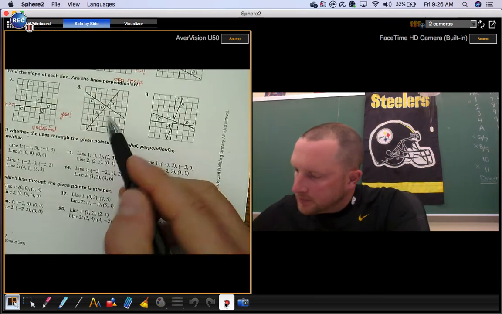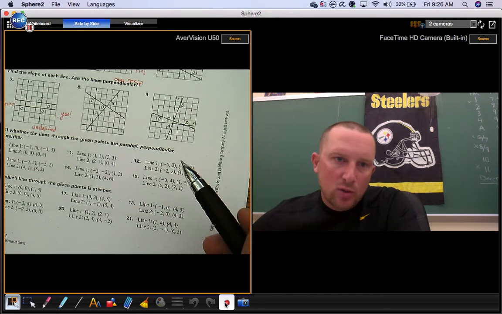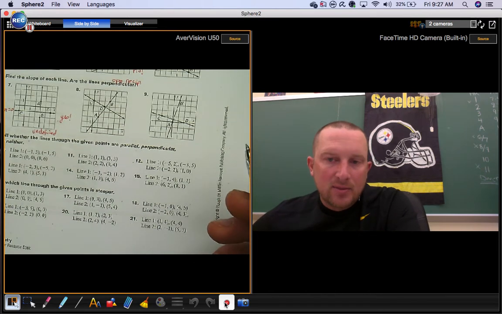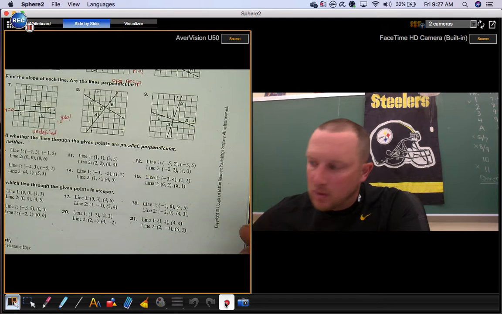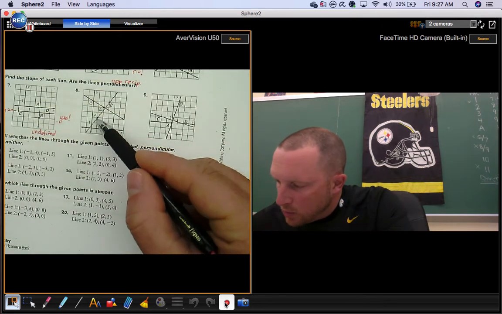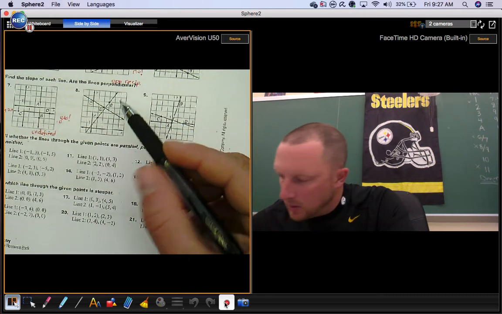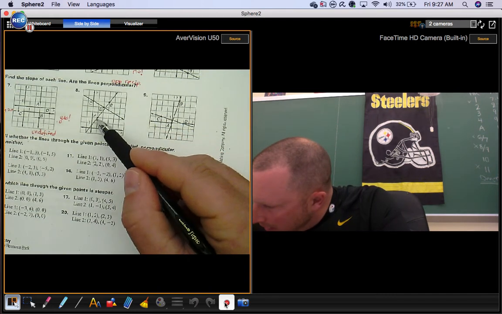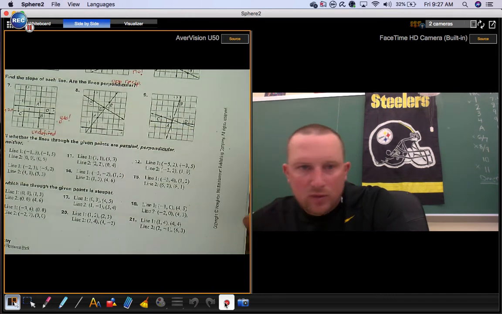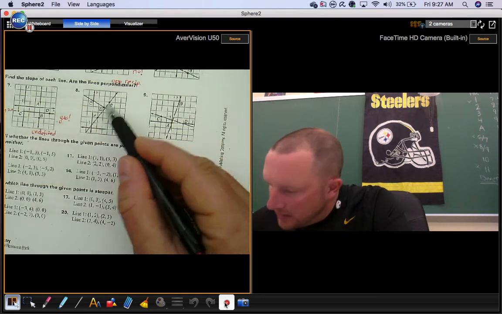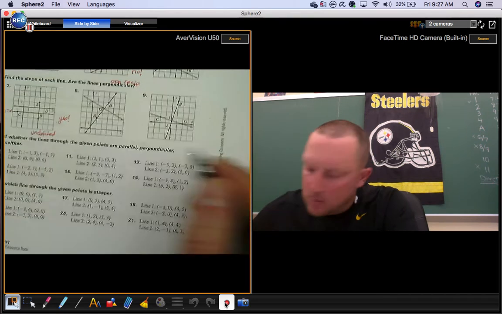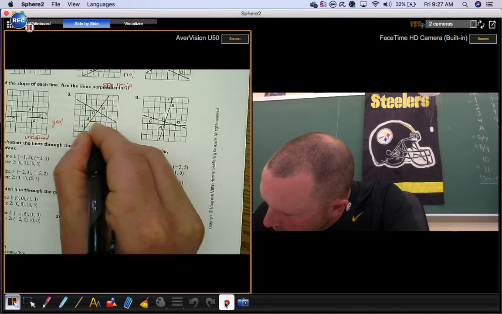Number 8. These two lines sure do look perpendicular. I can't just say it because they look perpendicular. I need to find the slopes. So I'm going to find the slope of this uphill line first. I know it's positive because it's going uphill. I'm going to go from A to B because both of those points are on the line. Notice how D is not on the uphill line. That's important. So I'm going from A to B.